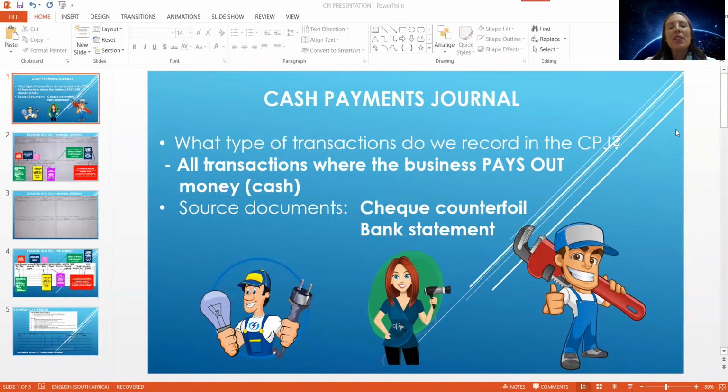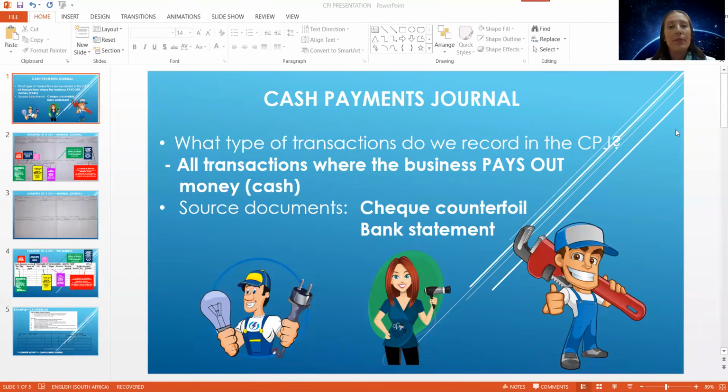In this session, we're going to look at the other cash journal that we are going to learn about in grade 8. Now, if you can remember from the previous session, we looked at the cash receipts journal. And just to recap before we continue, what is recorded in the cash receipts journal again? It's any transaction where our business receives money.